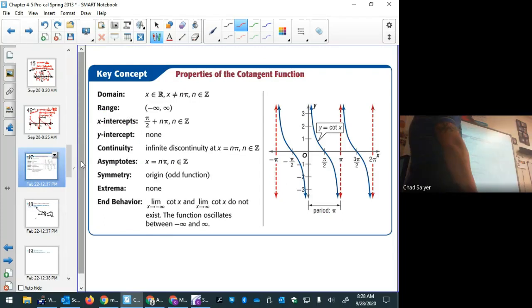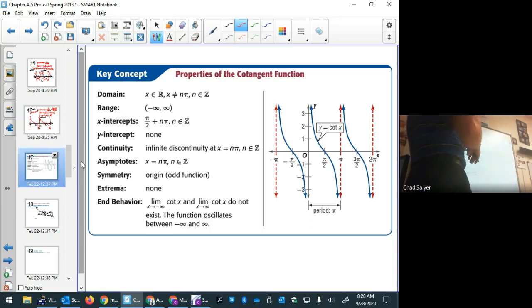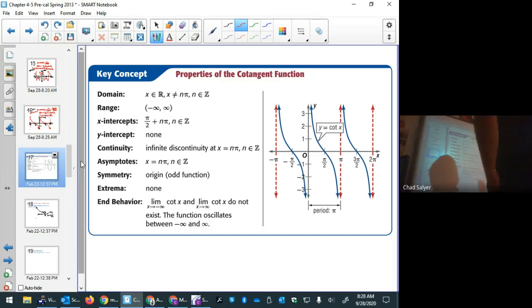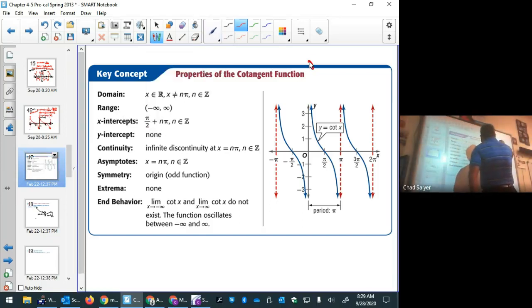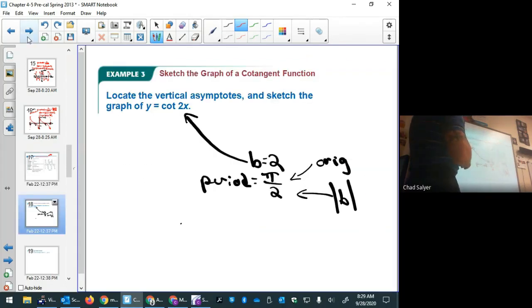So your book has these pages where they list all the properties. Feel free to review that. I won't test this information directly, but it will be an indirect portion of several test questions. And these exist for virtually all the trig functions somewhere in the book. Feel free to review those if you don't feel comfortable with them just yet.